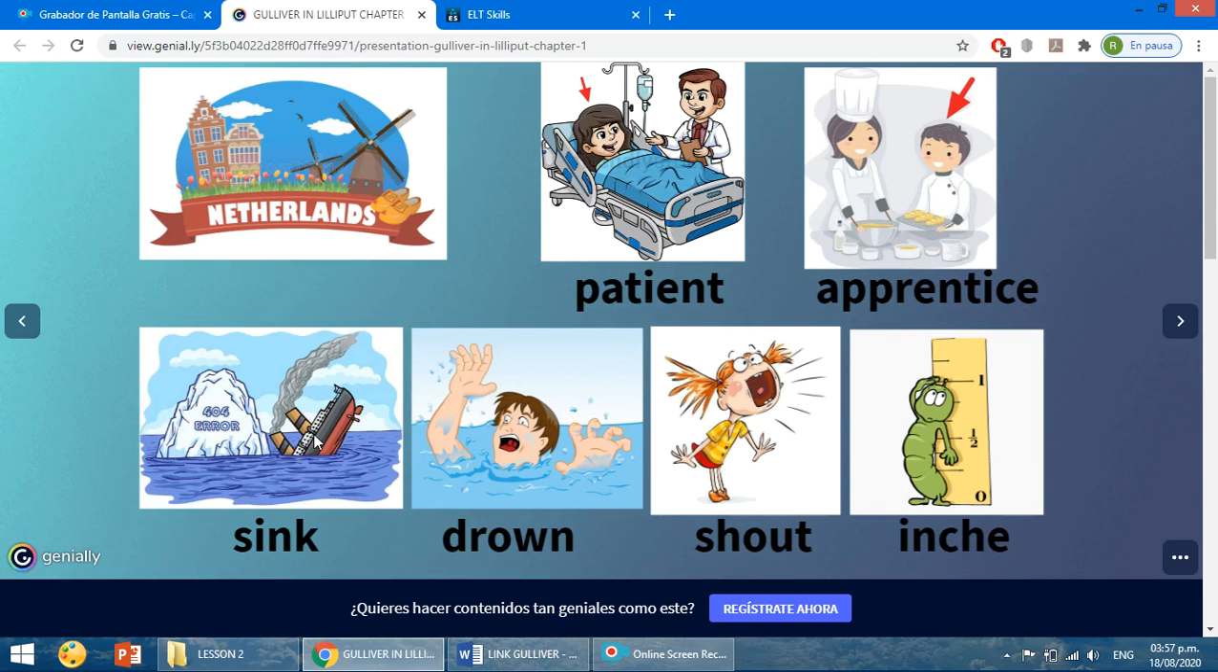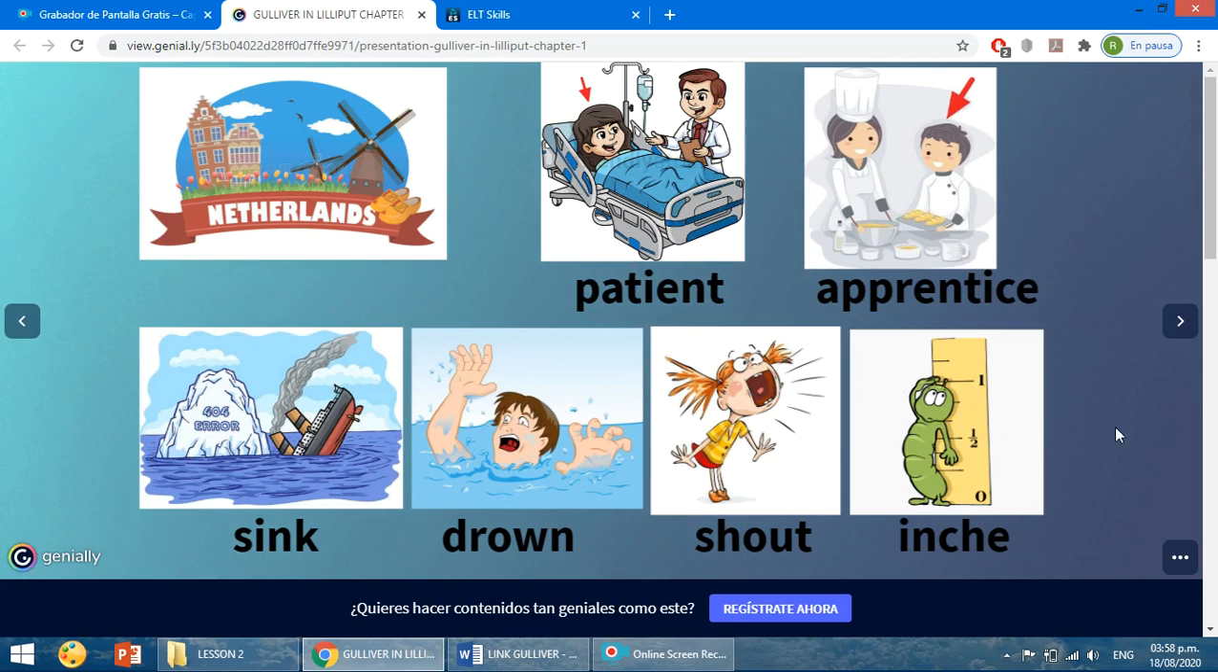Sink is this action, you see? The ship crashed with the iceberg and then sank. Drown. Drown is when you don't know how to swim. So you drown and you die. Shoot. Shoot is when you talk but too loud. You talk too loud. Inch. Inch is a measure. Okay? In Spanish means pulgada.